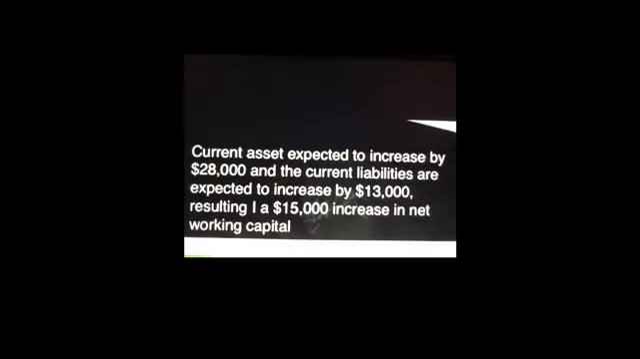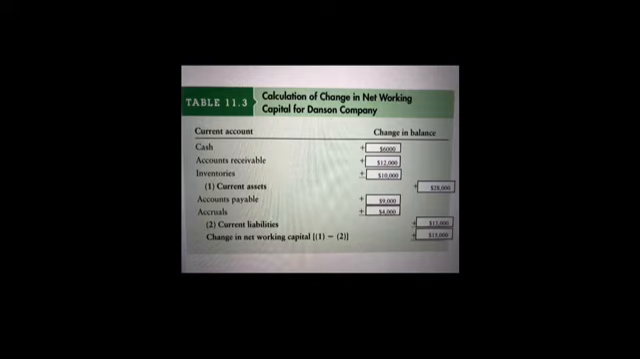Okay, here is an example of calculation of change in net working capital for Danson Company. Current assets are expected to increase by 28,000 and current liabilities are expected to increase by 13,000, resulting in a 15,000 increase in net working capital. Here's the table. To the left we have current accounts, and to the right we have change in balance. Under current accounts we have cash, accounts receivable, inventories, current assets, accounts payable, accruals, current liabilities, and change in net working capital.